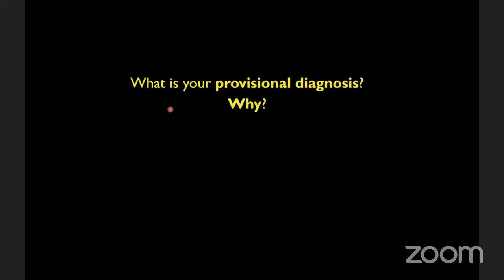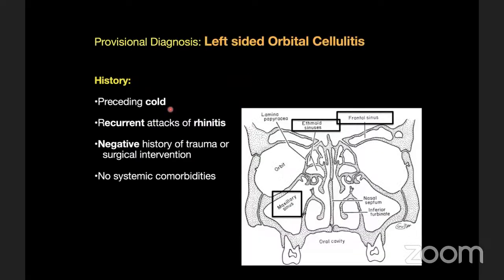So in this scenario, what would be your provisional diagnosis? And the most important question, why would we say so? So moving on, obviously, this seems like the inflammation of the orbit because there is proptosis. So we would provisionally diagnose it as left-sided orbital cellulitis.